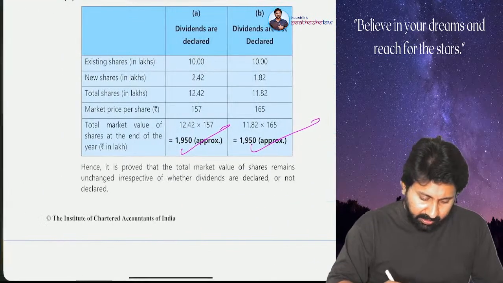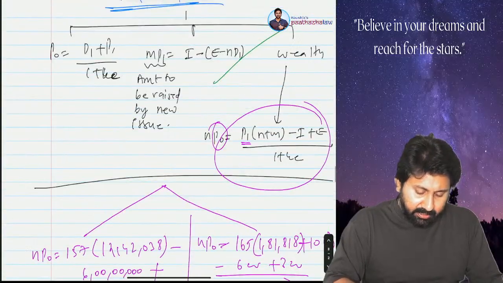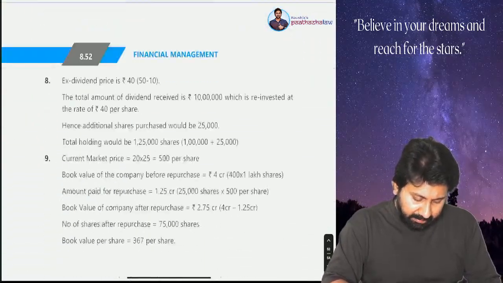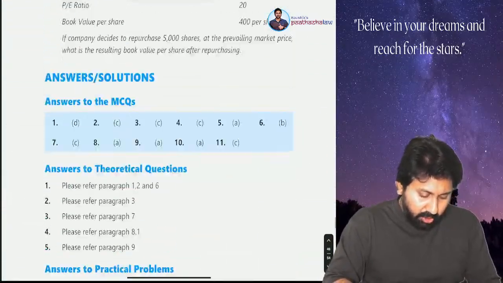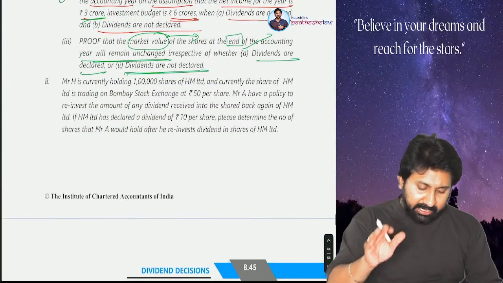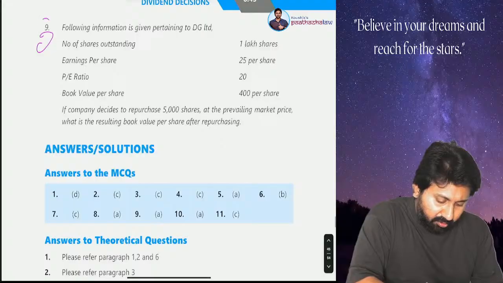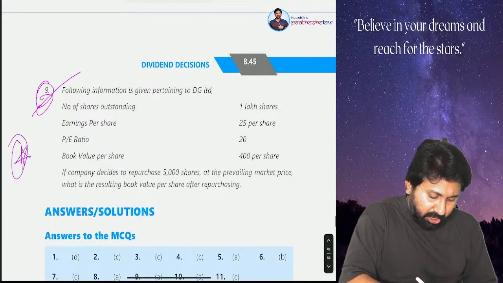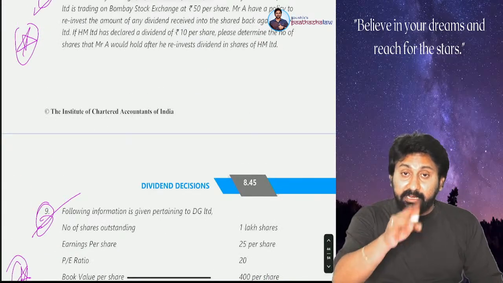Okay, done. So now we are done with this particular concept called the Modigliani-Miller model. So your work starts now. After this session is over, you have to practice question 8 and question 9. Don't miss these. I am putting a star mark here. Just normal questions only. Just practice them. Don't miss them. 8, 9 practice.